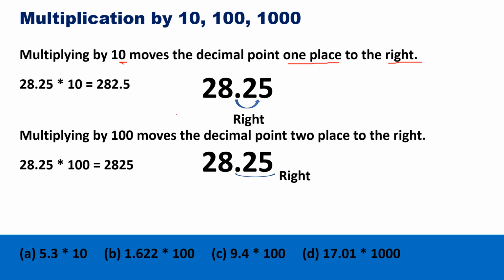So here are some questions I have given. You will just practice: 5.3 into 10, 1.622 into 100, 9.4 into 100, 17.01 into 1000. In 1000, the decimal point will move 3 places to the right. In 10, it will move 1 place to the right. In 100, it will move 2 places to the right. In 1000, it will move 3 places to the right.